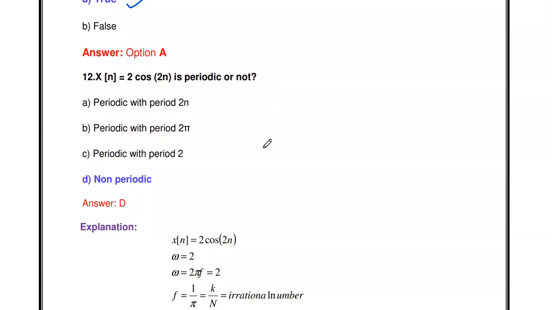Then the next one: problems related to periodic and non-periodic signals. These are two more important problems. So we will see three problems.